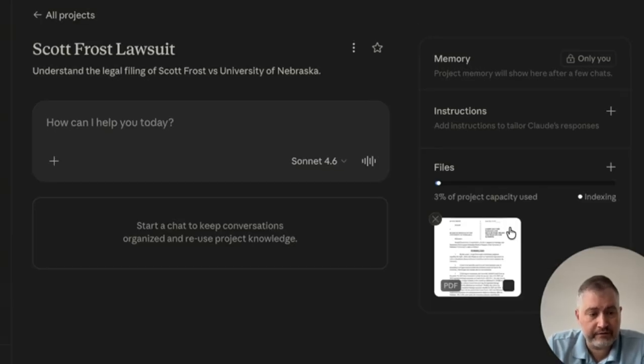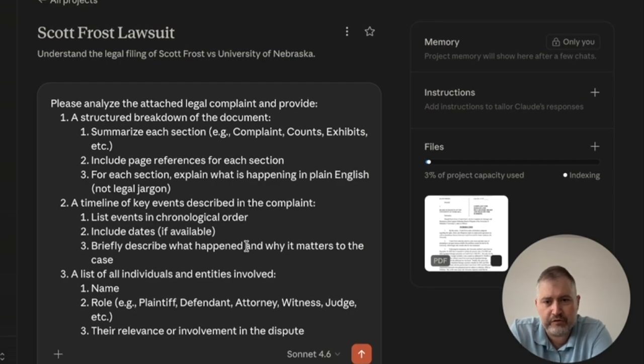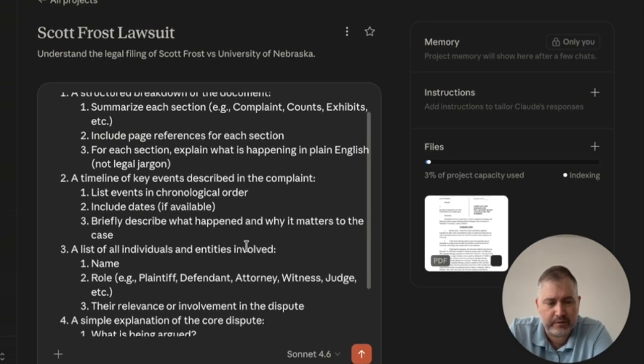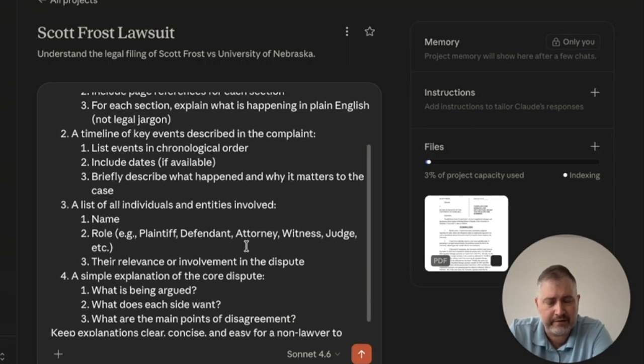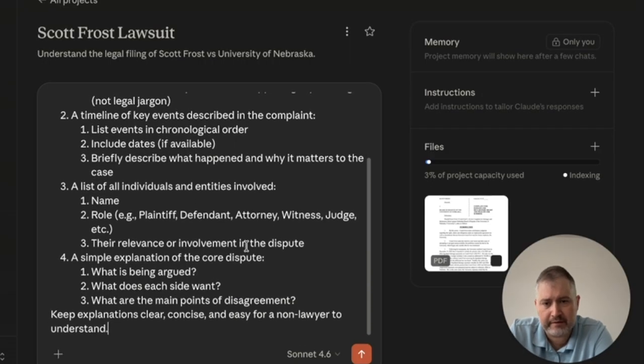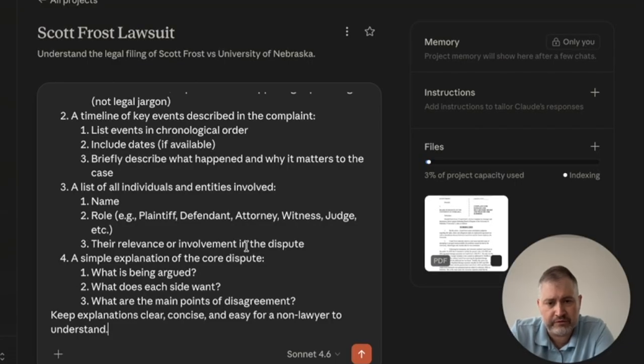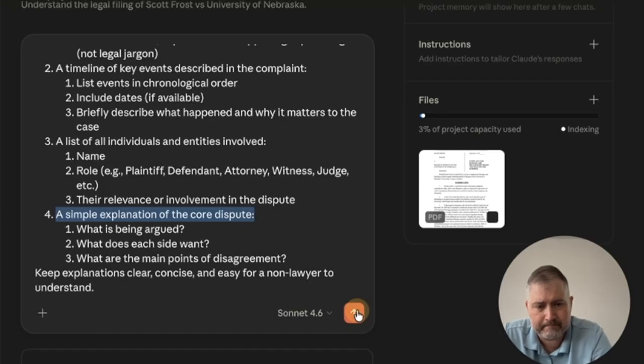Okay, so the file is uploaded, the 49-page document. If you want to follow along, I'll put a link to the document in the description. So we're just going to get right into it. We're going to get a breakdown of this document. We're going to get a summary of each section. We're going to get a timeline of key events in the complaint. We're going to get all the individuals listed and entities involved, and a simple explanation of the core dispute. What's being argued, what does each side want, and what are their main points of disagreements.